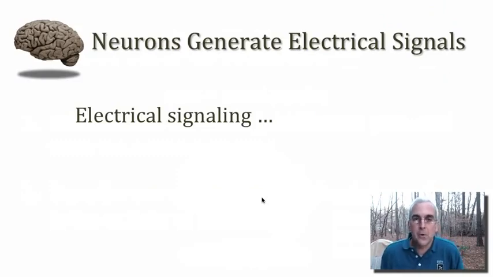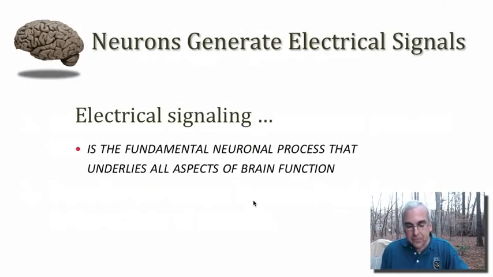Perhaps the most important thing I'll have to say to you today is that electrical signaling is the fundamental neuronal process that underlies all aspects of brain function. So if we want to understand how the brain does its job of processing information, then we need to know about the basis of electrical signaling.